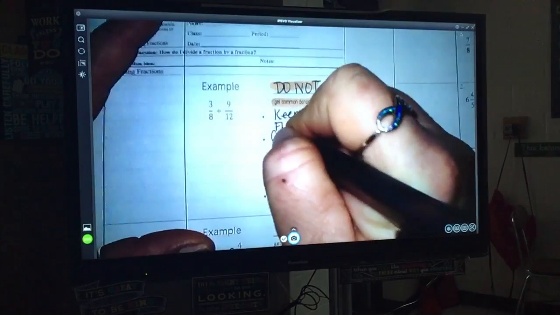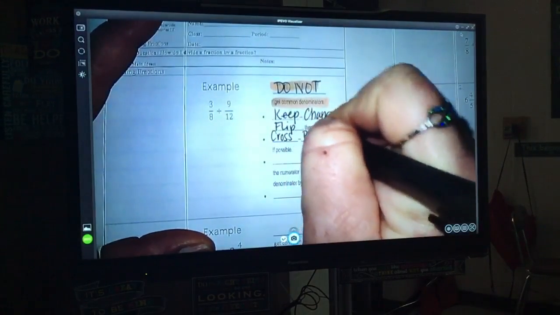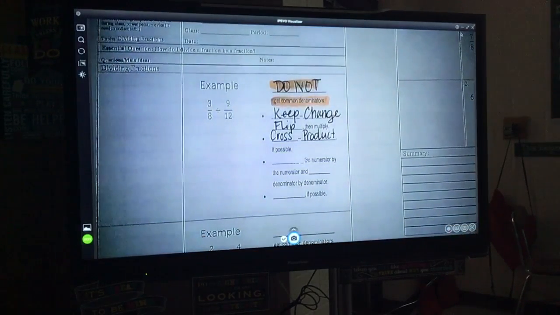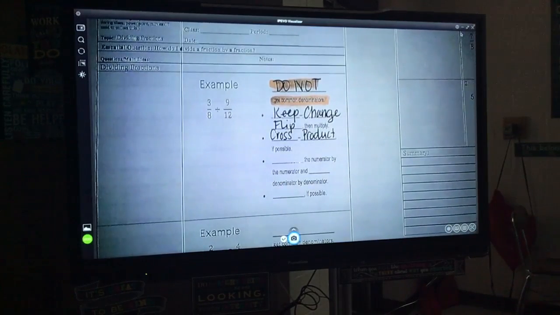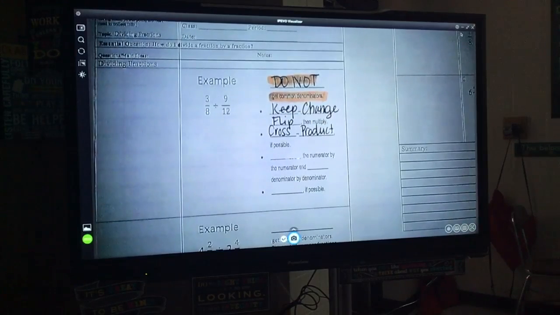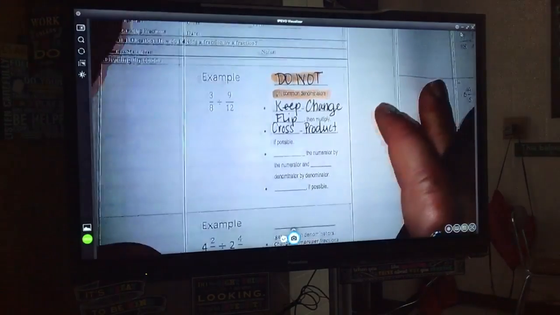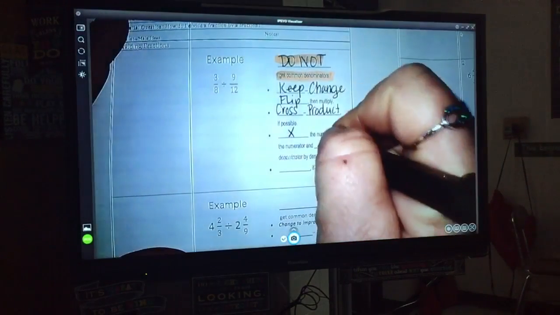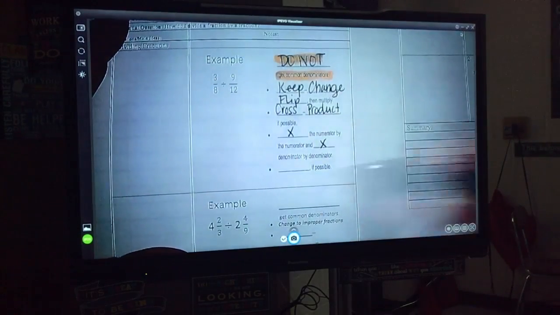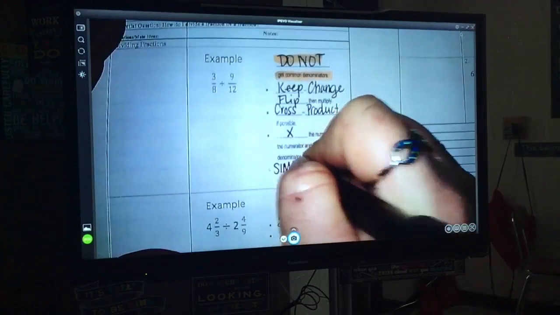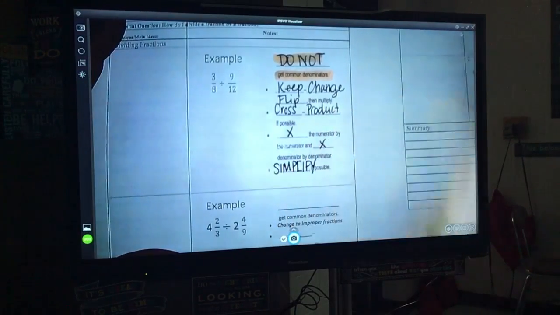Those of you who do cross product to simplify, that is where you do it. You will not see me do cross product. I don't do it. I don't like it. Doesn't mean you can't. It just means I'm not going to model it. But it is an option, and you do it after you've done your keep, change, flip, and then you multiply. You're going to multiply the numerator by the numerator and multiply the denominator by the denominator. And always simplify if possible.